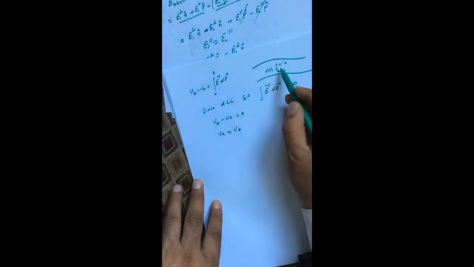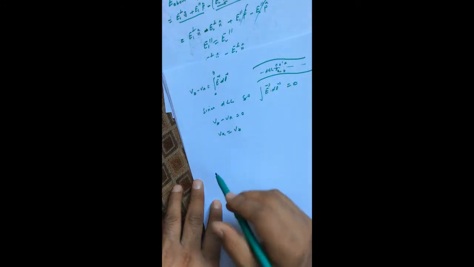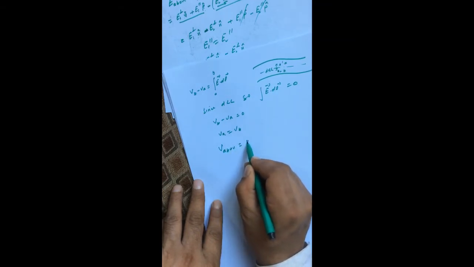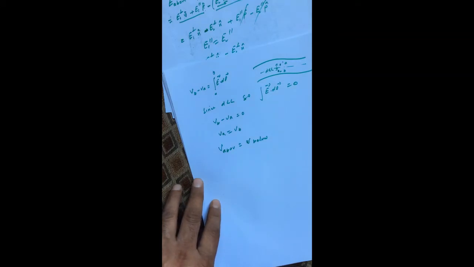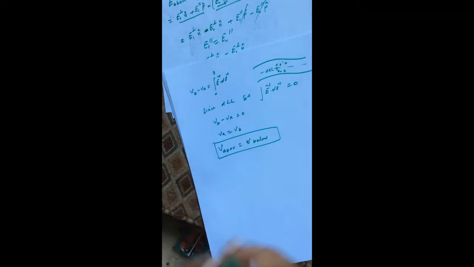Now A is above the surface. This is the surface here. And B is below the surface. So we get that the potential above is equal to the potential below the surface. So there is no discontinuity in potential once we introduce the surface there. The potential will remain the same.